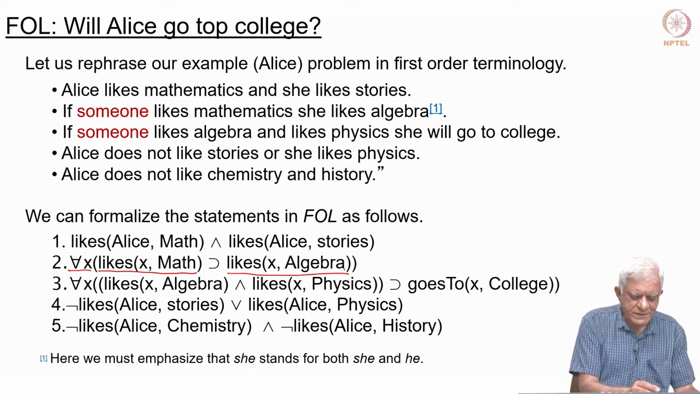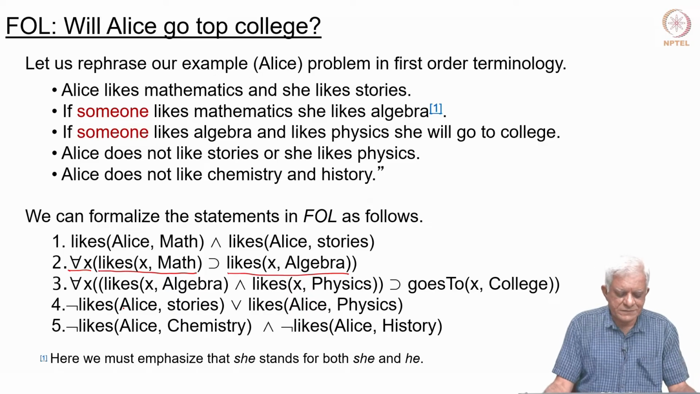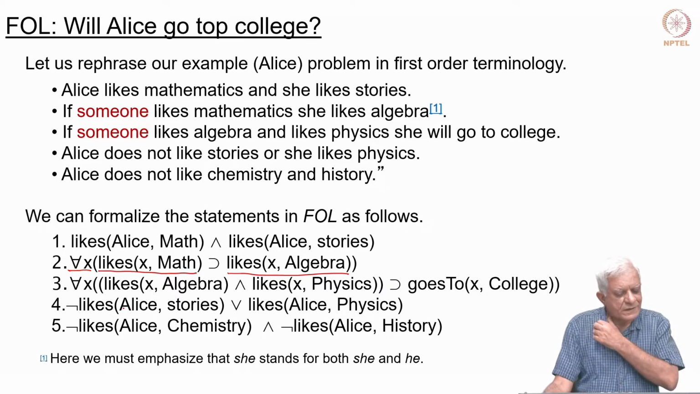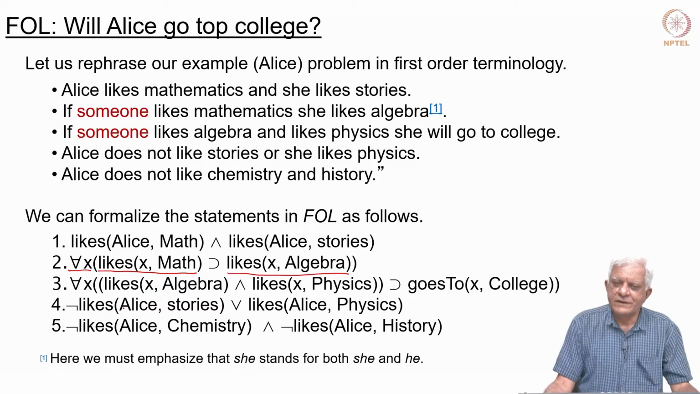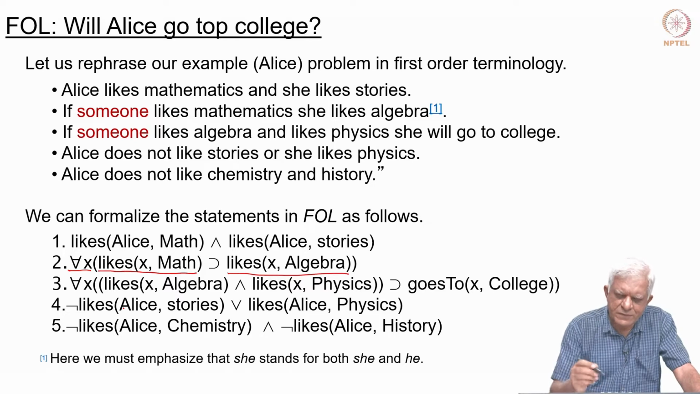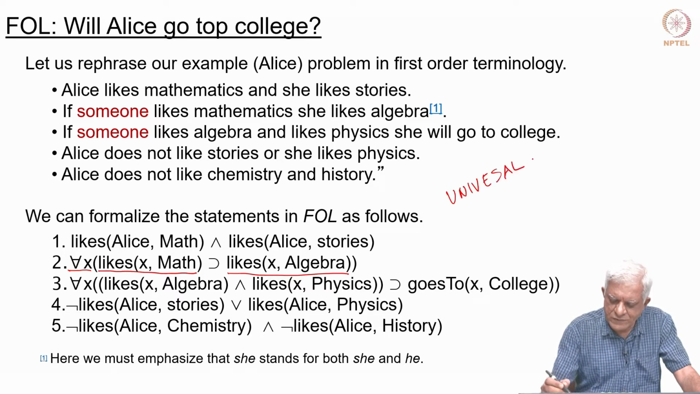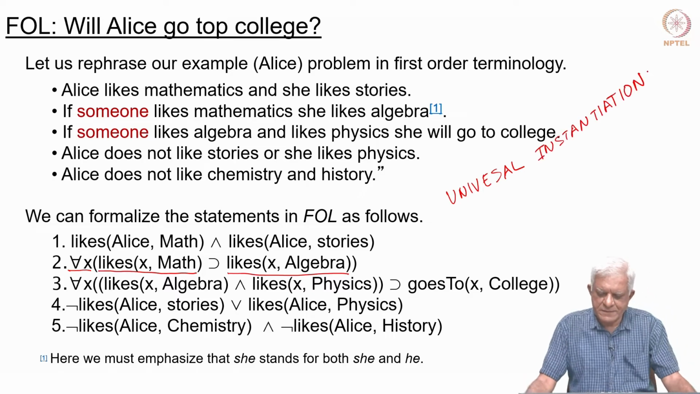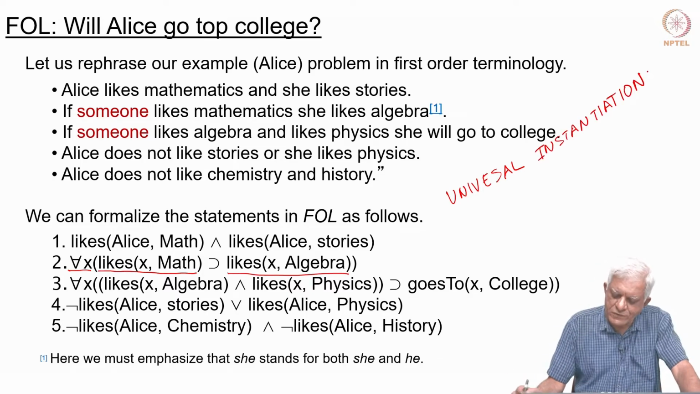So, likewise, line number 3 says that for all x, if x likes algebra and x likes physics, then goes to college x essentially. Remember that we introduced 2 new rules of inference, and the one that we are more concerned with is called universal instantiation. That is what we will use now. Okay, sometimes I mess up with spellings. What does the rule say?